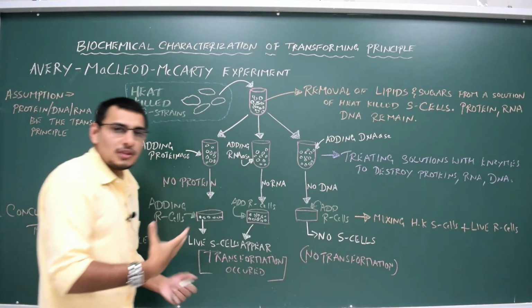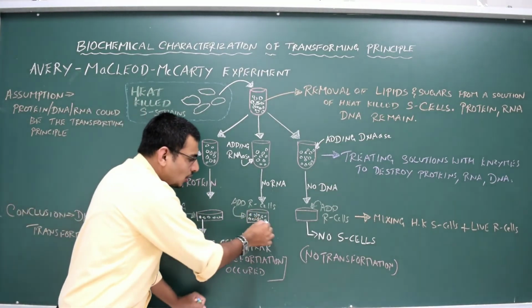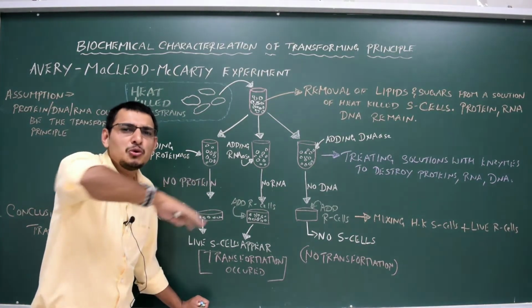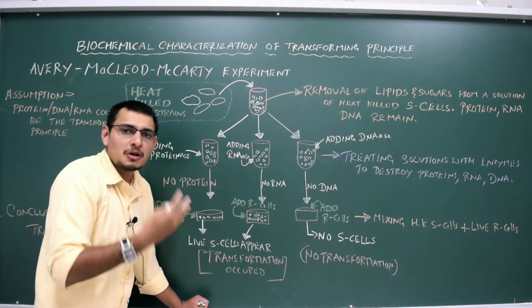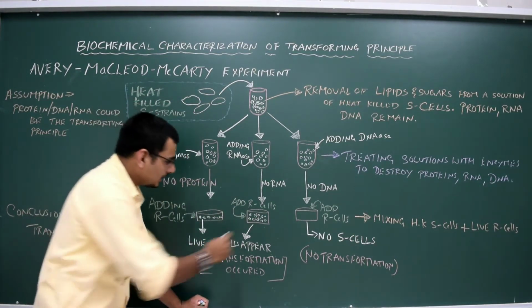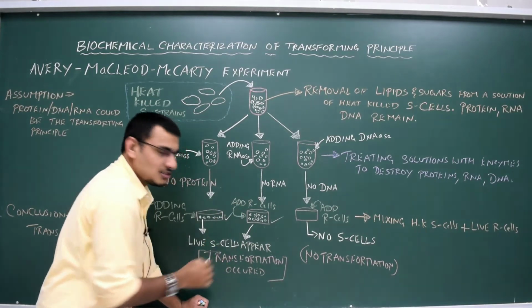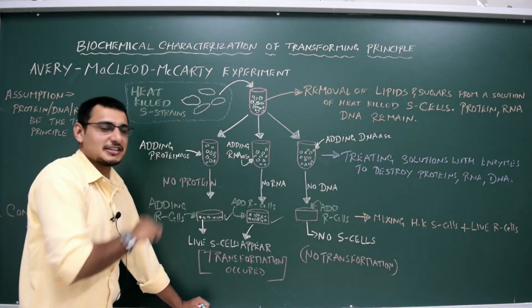How did they know that it is transformed? Very simple, by looking into the colony where they developed smooth colonies, shiny smooth colonies. That means they have developed a polysaccharide coat around their cell wall. That's the thing that happened, correct? So in these two cases, transformation has occurred. The R strain got transformed into S strain. That is the thing that occurred.